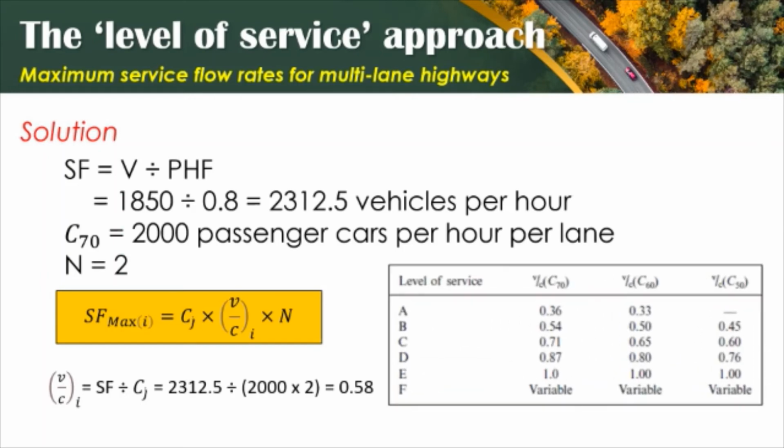So under the prevailing ideal conditions with reference to this table, the ratio of flow to the capacity is greater than 0.54 but less than 0.71. The highway thus provides level of service C.